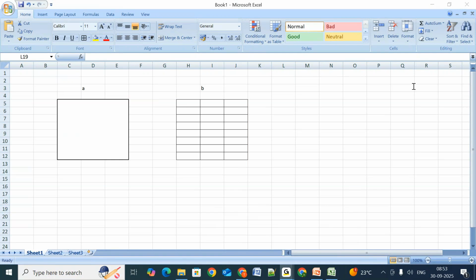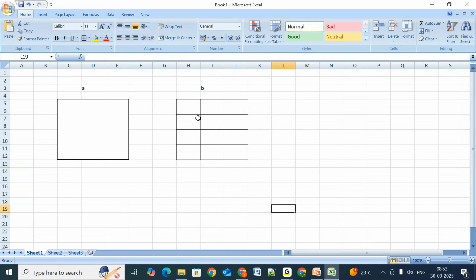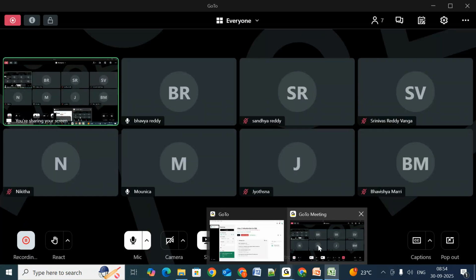The B1 is the table. Perfect. See, this B1 is a table, right? One of our friends has shared that B is a table. So apart from her, can anybody tell me why it is a table?